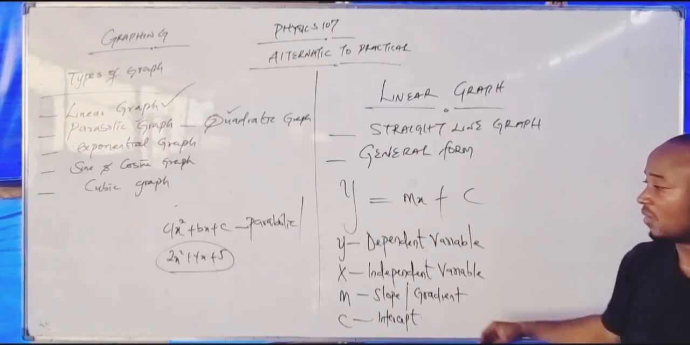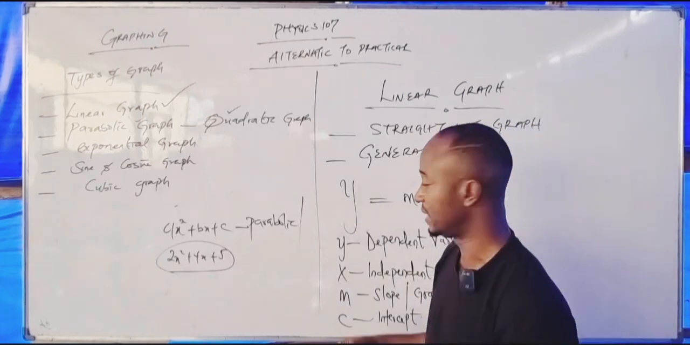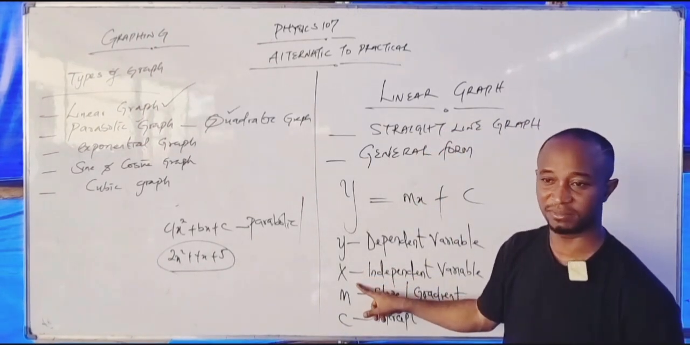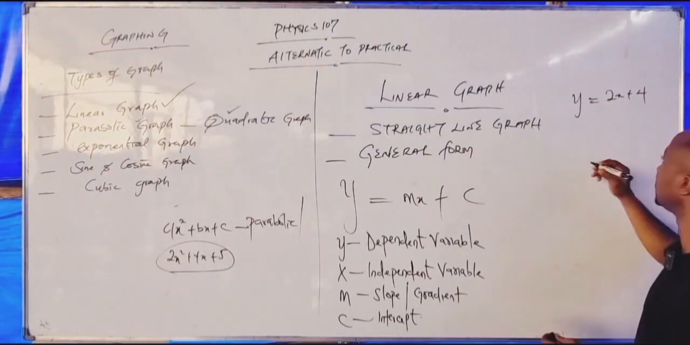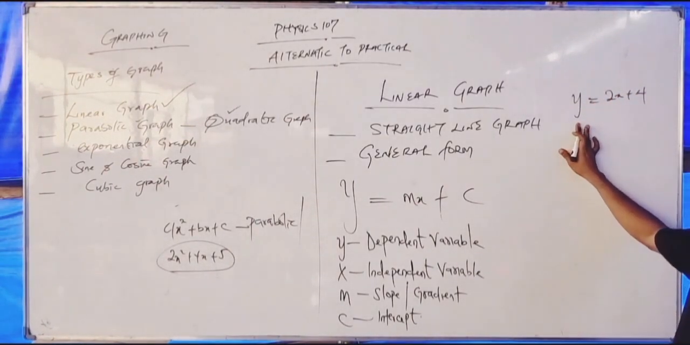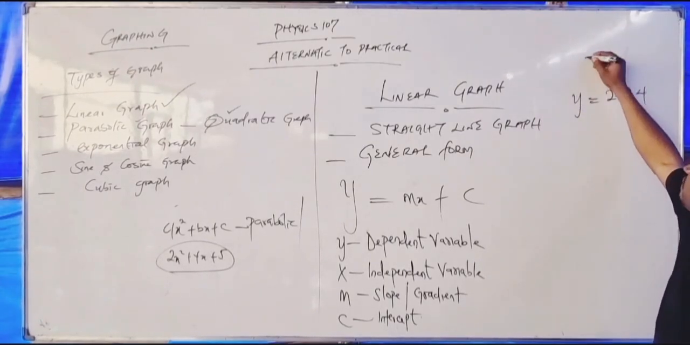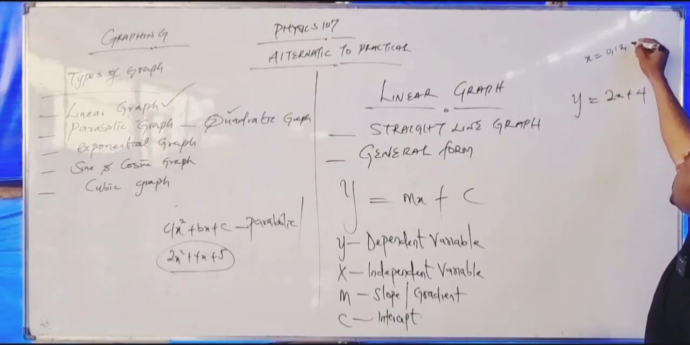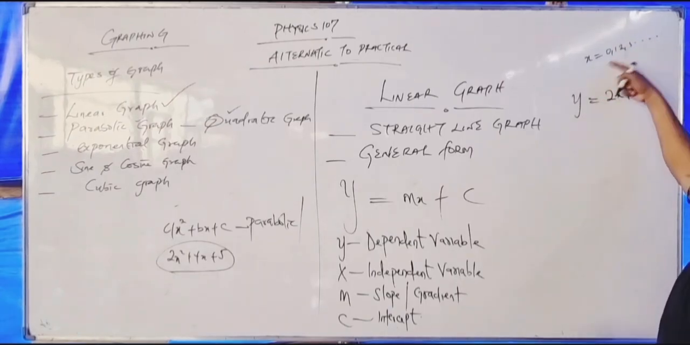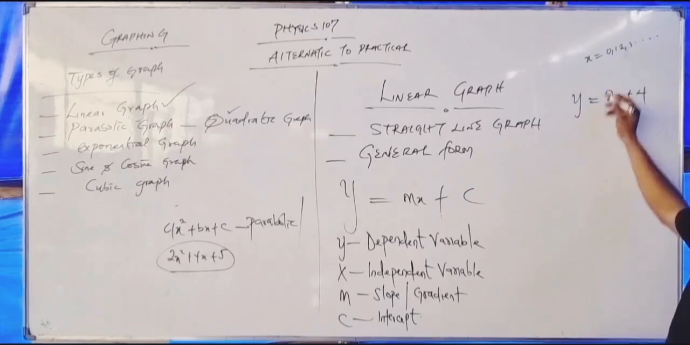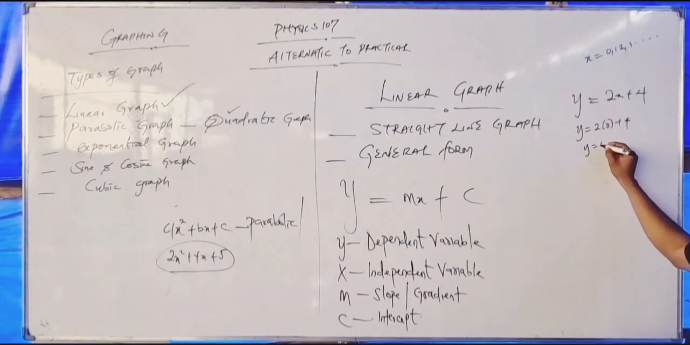When they say dependent, that means y cannot define itself. It depends on x to define it. For example, if I have y equals 2x plus 4, y is dependent and x is independent. Sometimes they will tell you the value of x ranges from 0, 1, 2, and so on. When x is 0, what will be your y? 2 times 0 plus 4, which is 4.